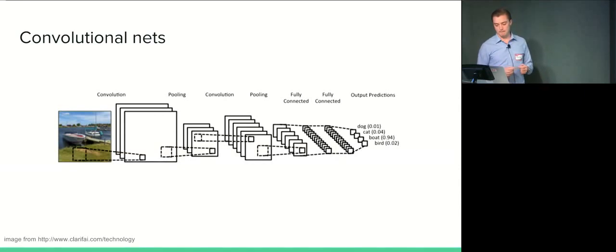So you have a large vector that's one number for every object that you're trying to classify, and each number is the probability. Is this a dog? Is this a cat? Is this a boat? What's the confidence?